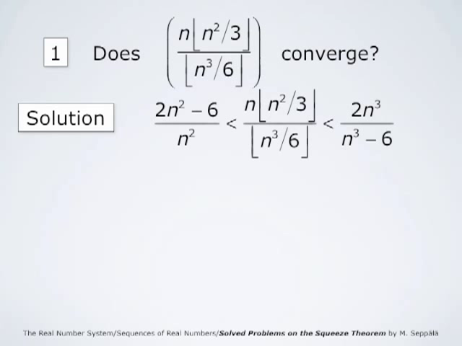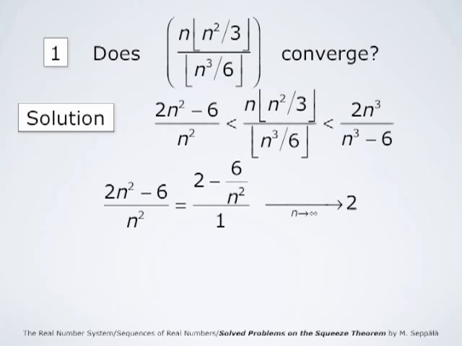So now this lower bound, 2 times n squared minus 6 divided by n squared, can be written as 2 minus 6 divided by n squared. We have divided both the numerator and denominator by n squared. And now as n grows, 6 divided by n squared approaches 0, and the limit of these quantities is 2 as n goes towards infinity.